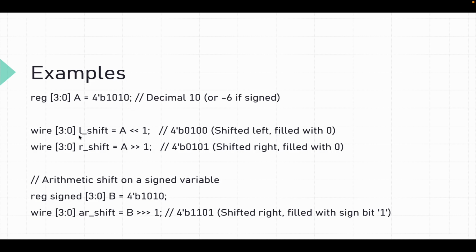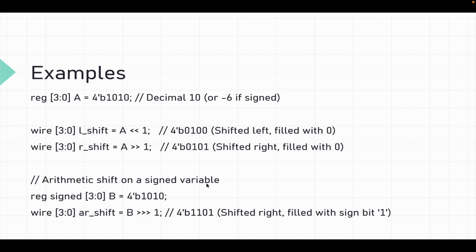We have our data 4'b1010. Let us see what happens when we shift it to the left. When we shift it to the left, we get 0100. It means we are shifting it to the left and adding a 0 to it. Now we'll shift it to the right. When we shift it to the right, we get 0101. That means for the vacant space we are filling with 0.